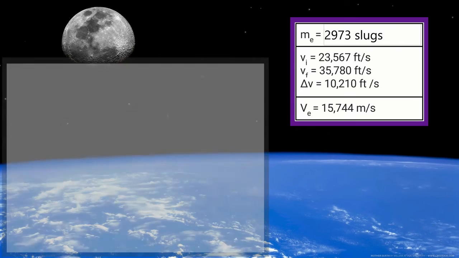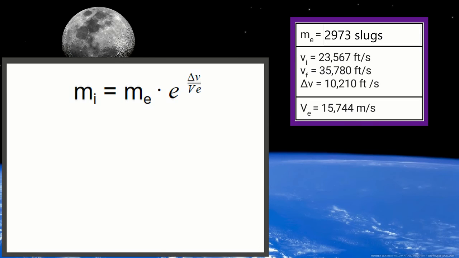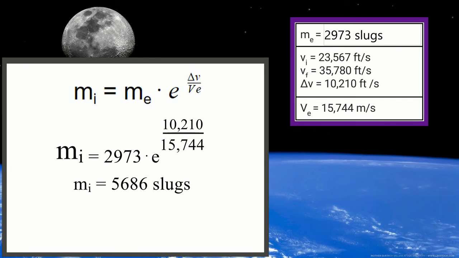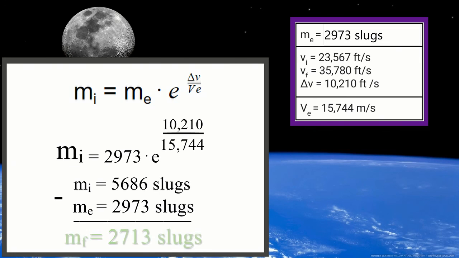Now let's solve the rocket equation for final mass. Now all we have to do is shove our numbers in and find the required initial mass and subtract the empty mass of the spacecraft to get the amount of fuel we need left over. And we find that the required amount of fuel is 2,700 slugs, or 87,300 pounds.